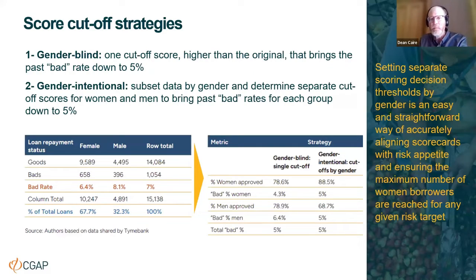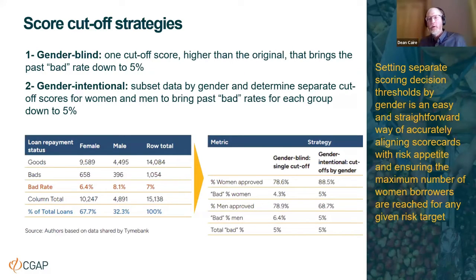And if we set the cutoff score to give us 5% without paying attention to gender, then we would approve 78% of the women who borrowed in the past, and basically 79% of men. So it's almost the same, as it turns out. But the bad rate for women will be 4.3%, and they're that larger share of the population again. And the bad rate for men will be 6.4% for that group of men, and the average bad rate would be 5%.